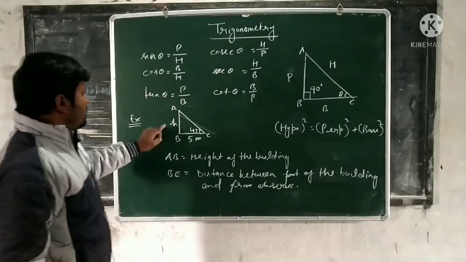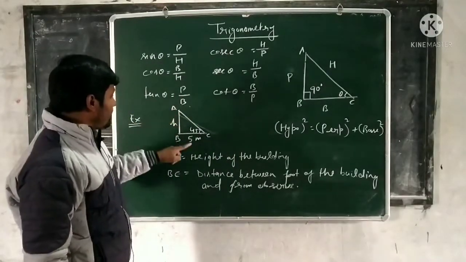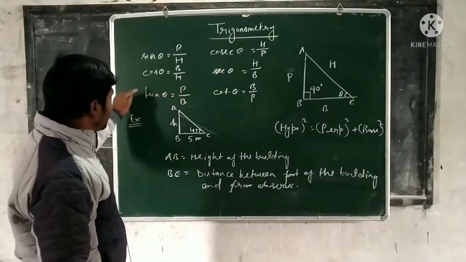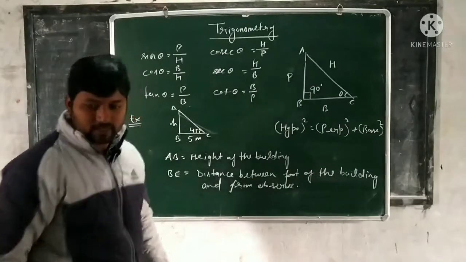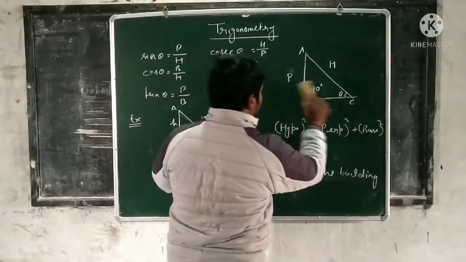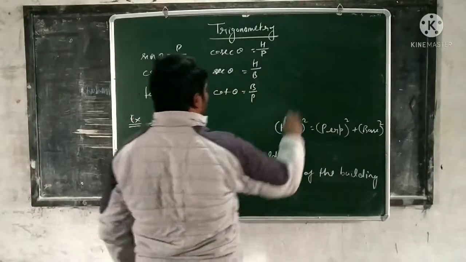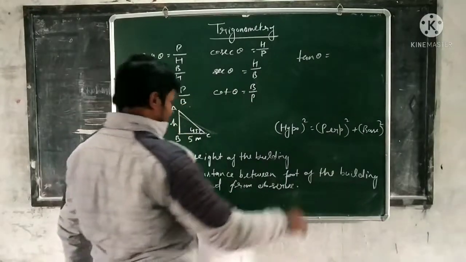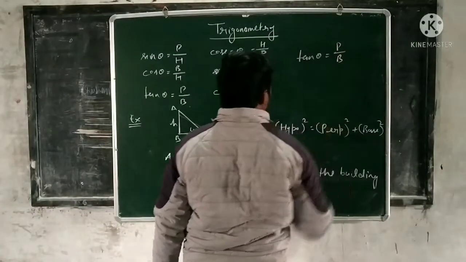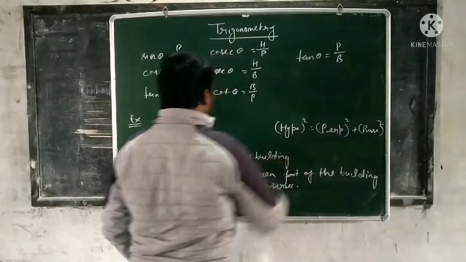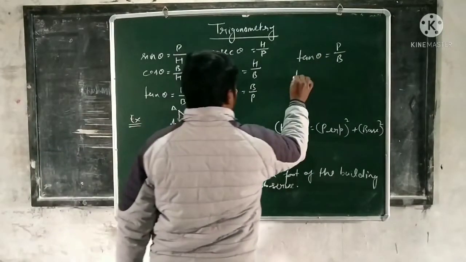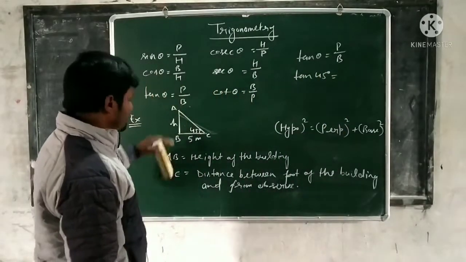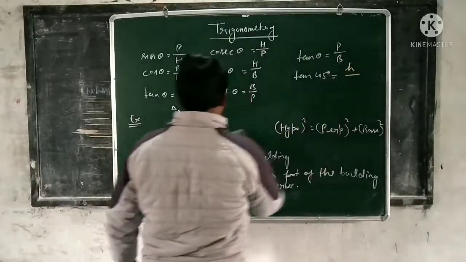Then what is the relation between perpendicular and base? The relation between perpendicular and base is tan theta. We put tan theta in this triangle. Tan theta is equal to perpendicular upon base. Here theta is equal to 45, then tan 45 is equal to perpendicular, here h, upon base, which is 5 meter.